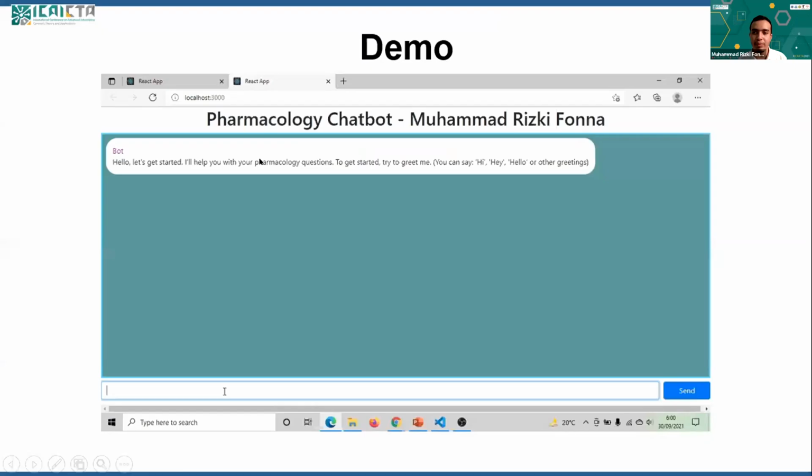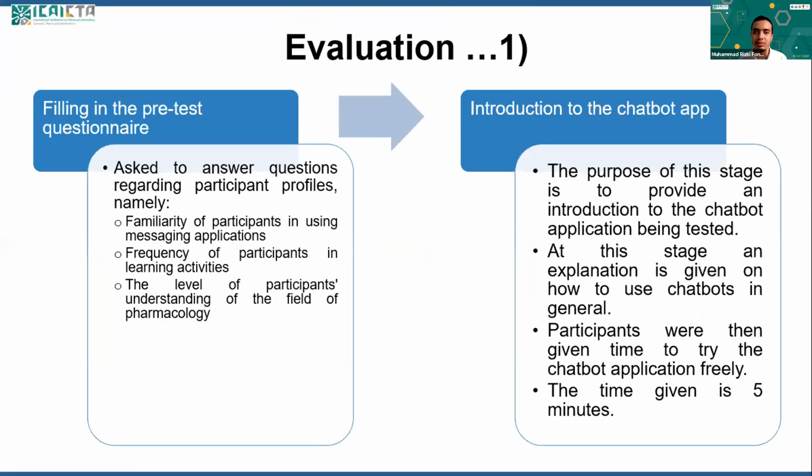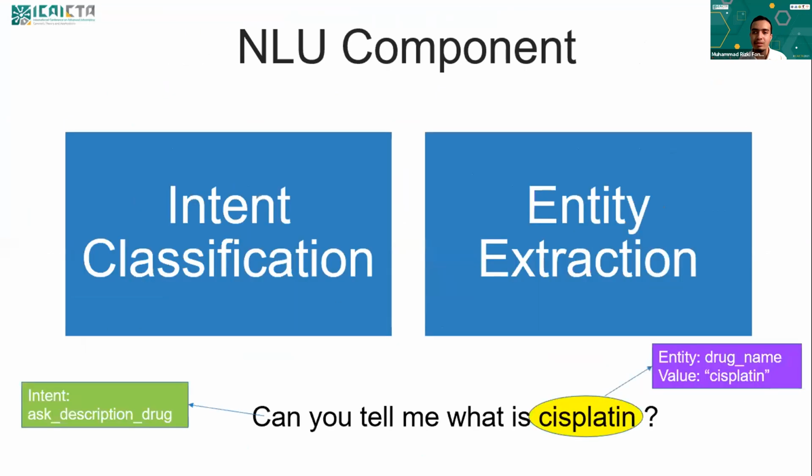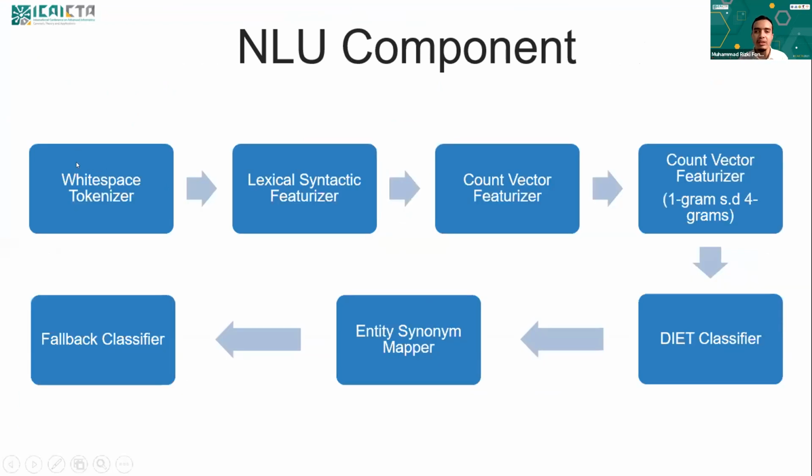Maybe I can go back. So in the NLU component, we use this RASA framework, and we use several pipelines. We use the whitespace tokenizer, that is, we tokenize the words based on the white spaces between each word. And we also remove symbols and other things that are not needed. And then we use the lexical syntactic featurizer, since we think that sometimes people mention the name of the drug with the first letter capitalized. So it would help us.